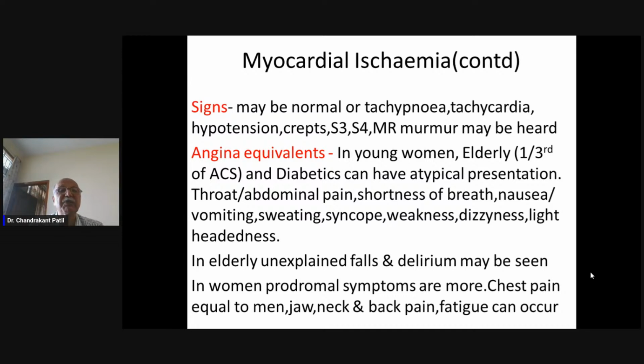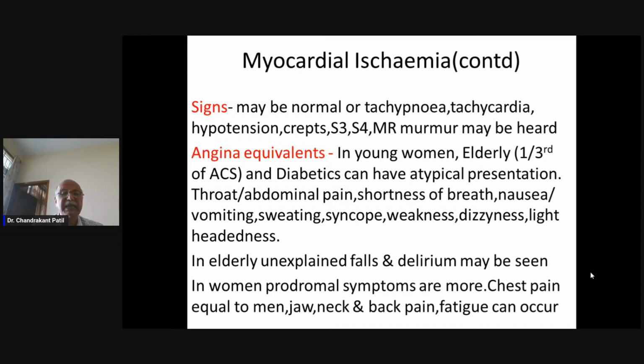What are the angina equivalents? I told you, young women, the elderly who almost form one third of acute coronary syndrome patients, and diabetics especially can have atypical presentation in the form of maybe a throat or an abdominal pain, shortness of breath, only just nausea, only just vomiting. Sweating can be there, syncope can occur, weakness can occur, dizziness can occur, lightheadedness. These are all atypical symptoms, I told you, especially in the elderly.